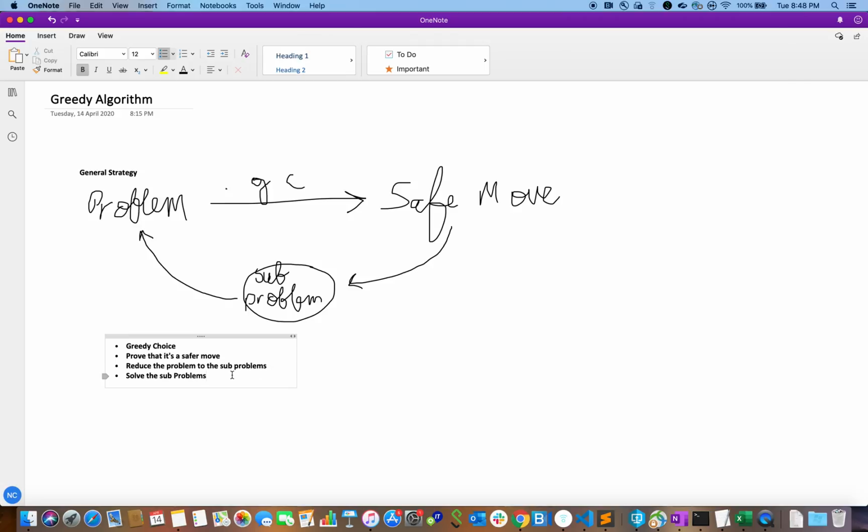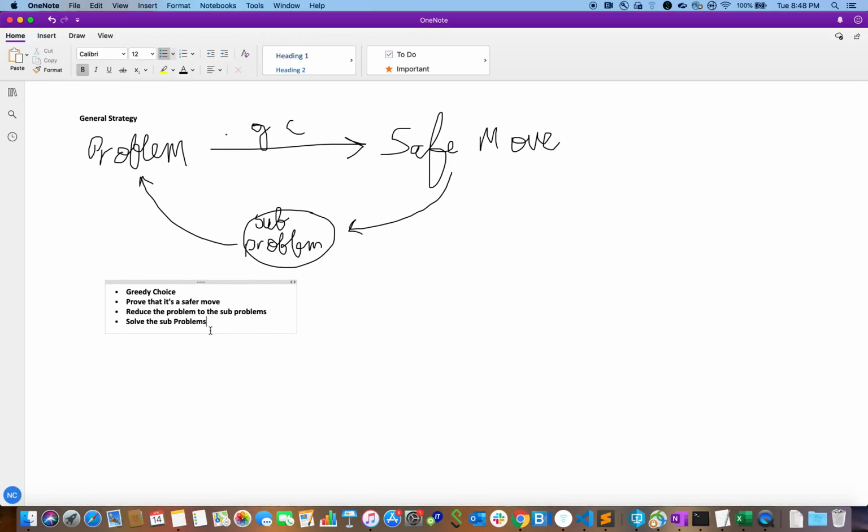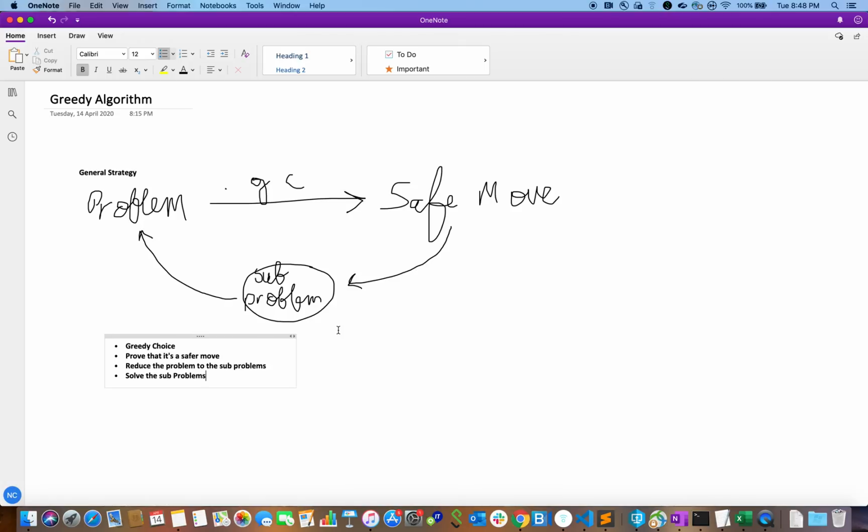And after that, we need to solve the subproblems, and after solving them, just aggregate all the data from all the subproblems, and we get the solution of our general problem. And yeah, this is all about the greedy algorithm, how it works. So I think I made all the things clear to you.